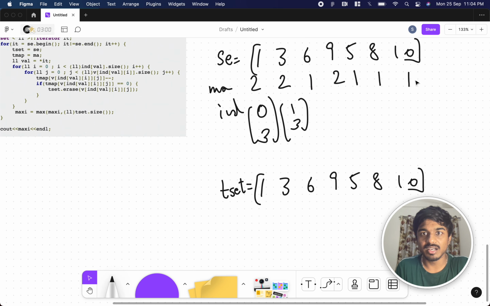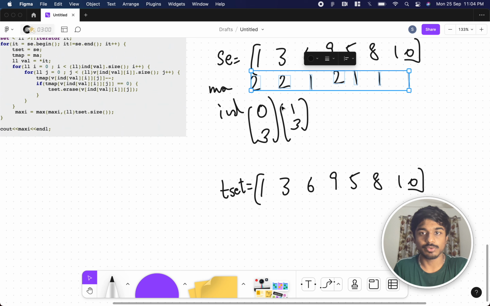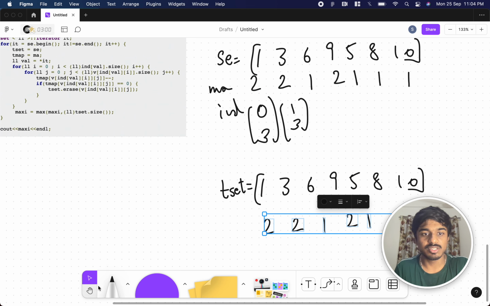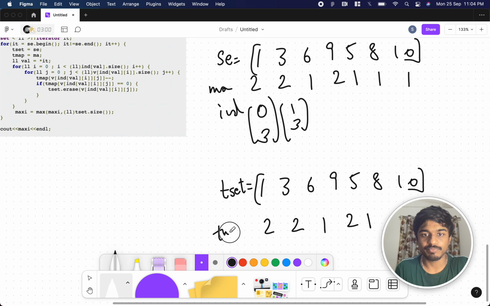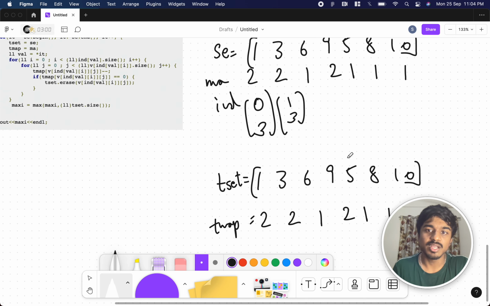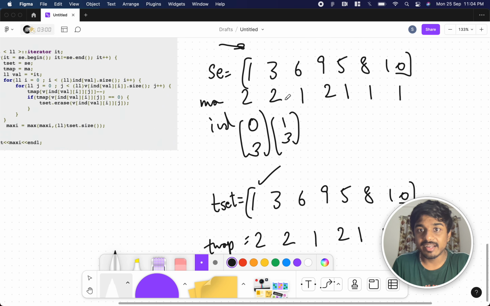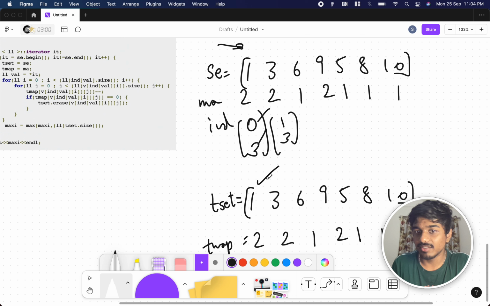Now let me take the m value also, copy paste. So this is a temporary map. You can take map only also, but I just took set for easier understanding. Now you iterate through the first element. You take the first element and you iterate through all the indices that are present in the first element. This is the first. I already stored the index 0 and 3.